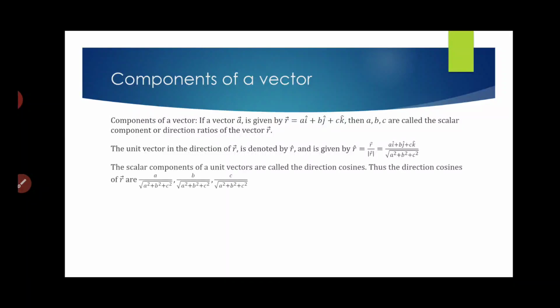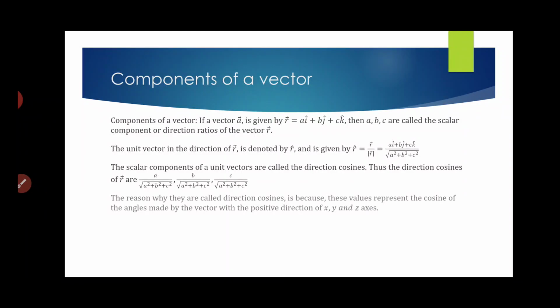Now the scalar components of the unit vector of any vector are called the direction cosines of that vector. Remember, not the direction cosines of the unit vector, but the direction cosines of the vector. Why are they called direction cosines? Because these values are basically the cosines of the angles made by the vector along the x, y and z axes. So how to understand this?